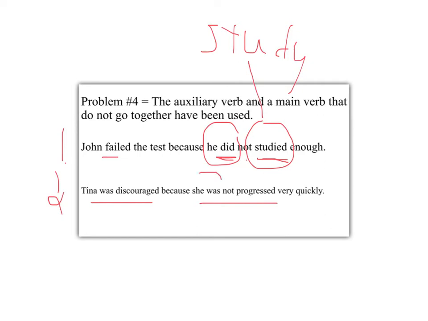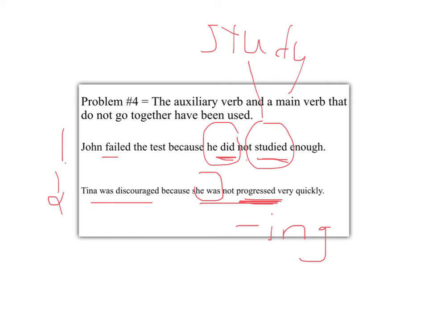Here is our auxiliary, was. Now, was can be used with different main verbs. Often we use a form of to be when we make the progressive forms. But we do not, in an active sentence, use the simple past or the past participle, progressed. So we could change progressed to progressing. She was not progressing. That's one possibility.